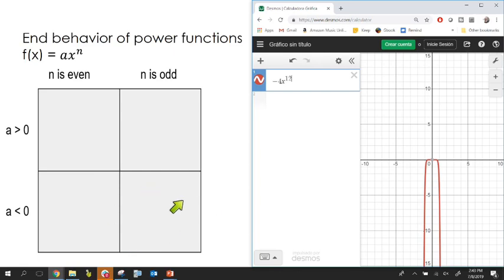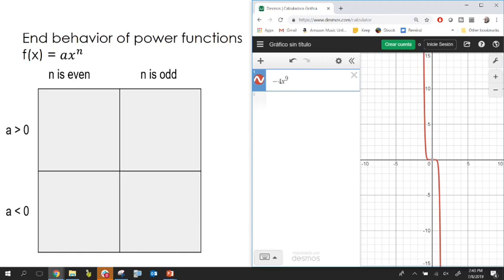Now, let's go to the last category. I'm going to leave my leading coefficient. The a value is a negative, so I'm going to leave that as a -4. I might play with other negative values there, but it is going to be negative. And then let's look at when our exponent is odd. So if I go to 3, and then 5, and then 7, and then 9. So it looks like I'm always going to have that end behavior.